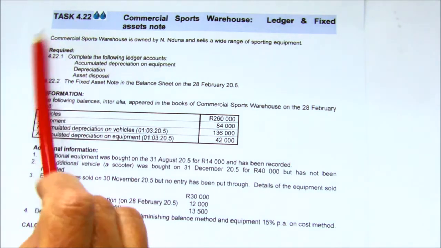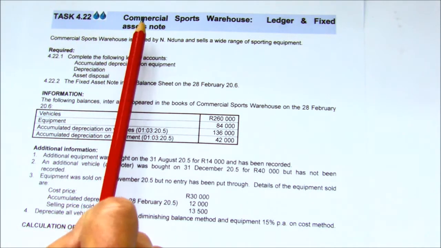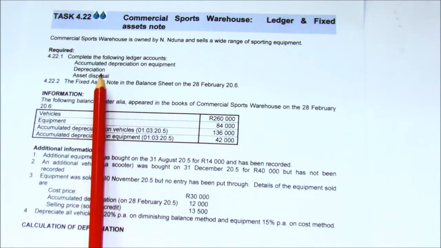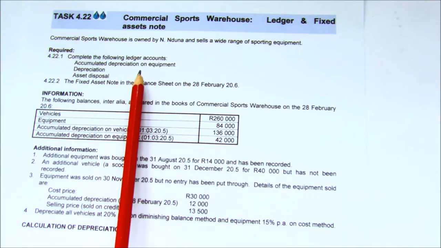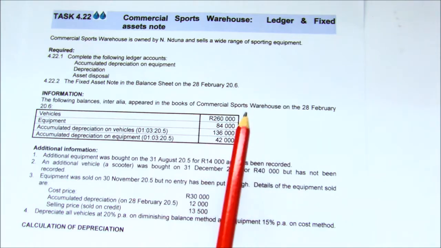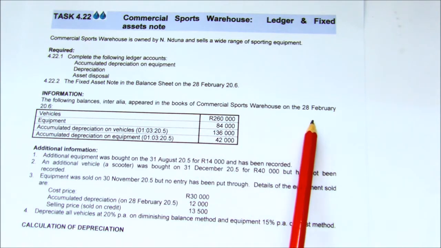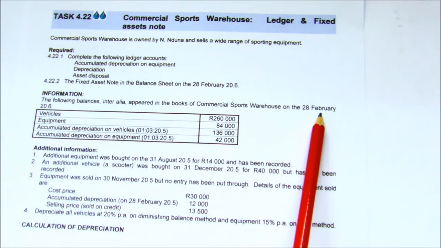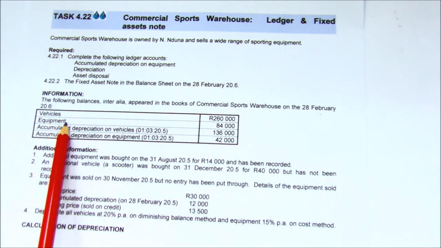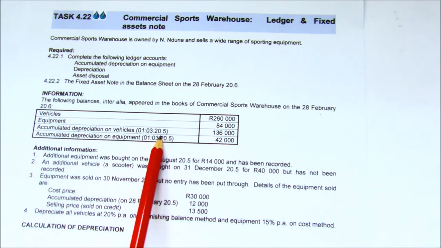Right, now in this task 4.22, I just want to help you around the depreciation, because this is often a problem because there are so many aspects involved in it. Now, if you look at the information, you're told that we've been given some balances on the 28th of February 2006. And you've got your vehicles and equipment, that's the cost price, and you've got accumulated depreciation, but take note the date.